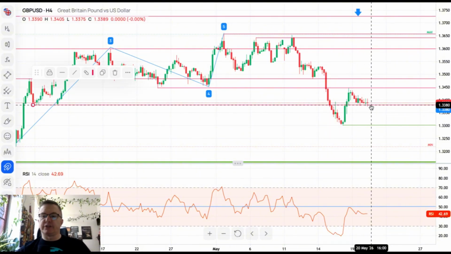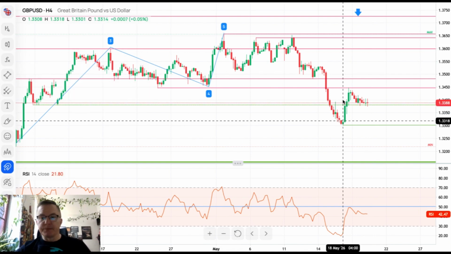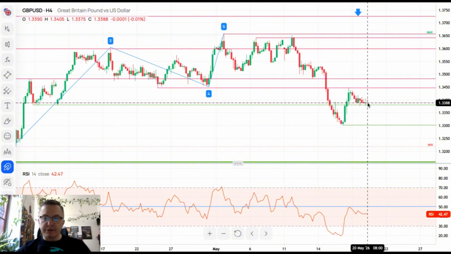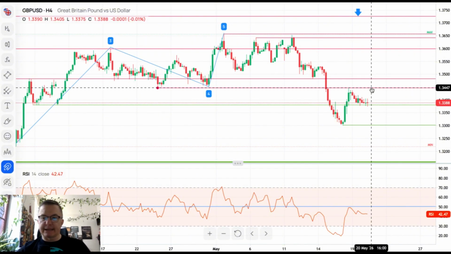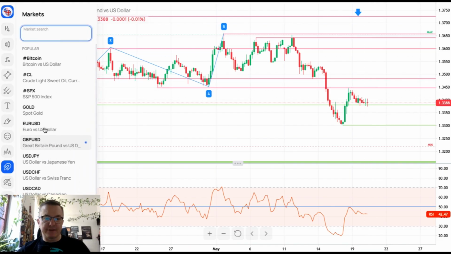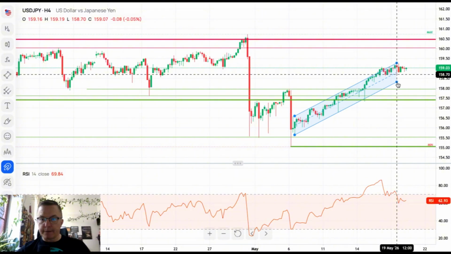I will change this color for the level of 1.3380 to green. That might be technical support. Now, any breakout lower is bearish. Any breakout higher is obviously bullish. Next target 1.3347 for now. No more situation here on the cable.